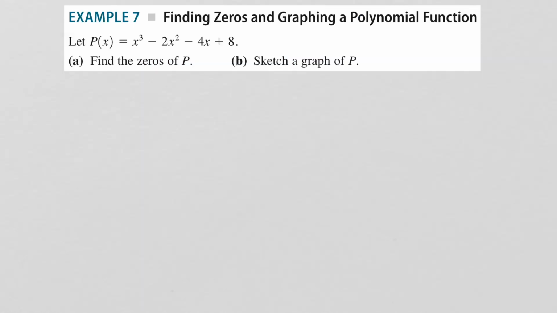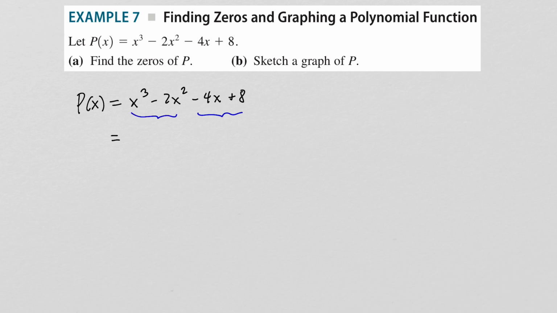So let's go ahead and do this one here. Find the zeros and graph the following polynomial. P of x equals x cubed minus 2x squared minus 4x plus 8. So first of all, let's notice that there is no greatest common factor here, right? There is no number or x that can be factored out of every single term. However, I can factor this by grouping.